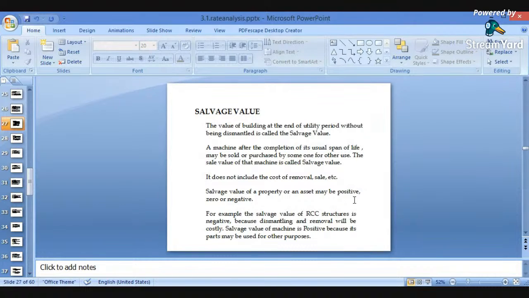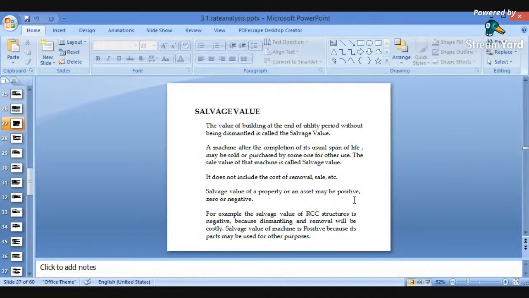Salvage value of a property or an asset may be positive, zero, or negative. In some cases, there may be positive value also. In some cases, it may be negative value also, or in some cases, there will not be any value related with the salvage, related with the structures.